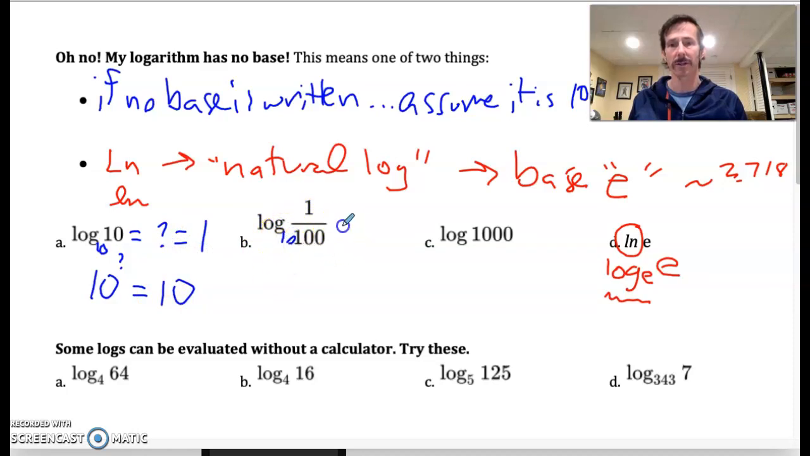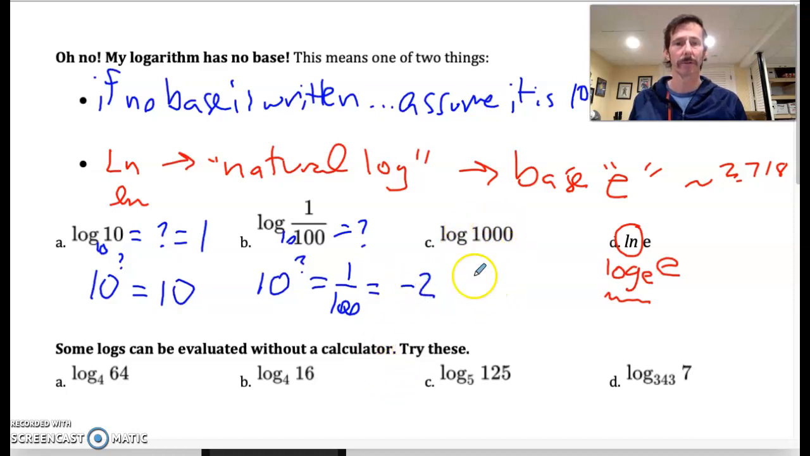And so the question is, what power of 10 would equal 1 over 100? Now I have a fraction, so that means I automatically know this is going to be a negative answer, and that would, again, pop that up to the top. And what power of 10 is 100? That would be a power of 2, and so it would be negative 2.